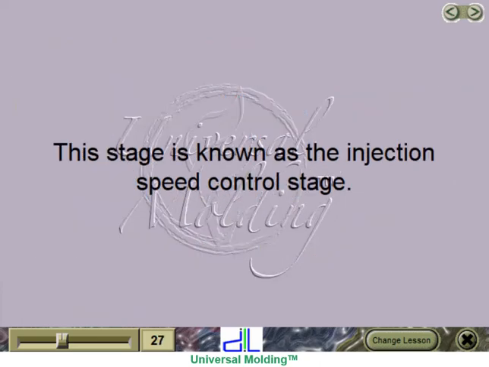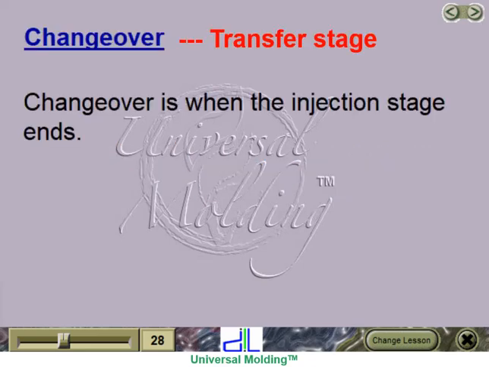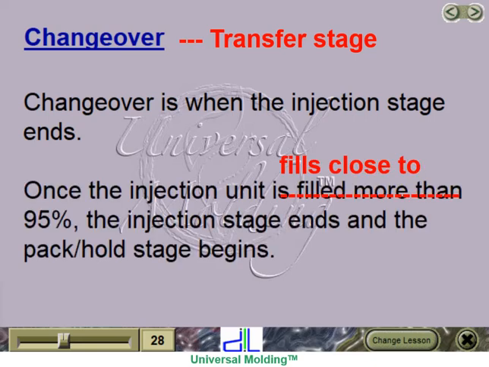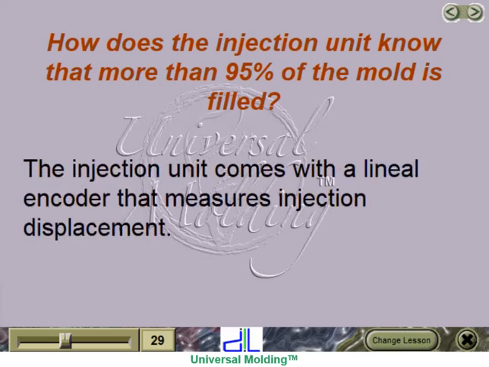This stage is known as the injection speed control stage. Changeover. Changeover is when the injection stage ends. Once the injection unit is filled more than 95%, the injection stage ends and the pack hold stage begins. How does the injection unit know that more than 95% of the mold is filled? The injection unit comes with a lineal encoder that measures injection displacement.